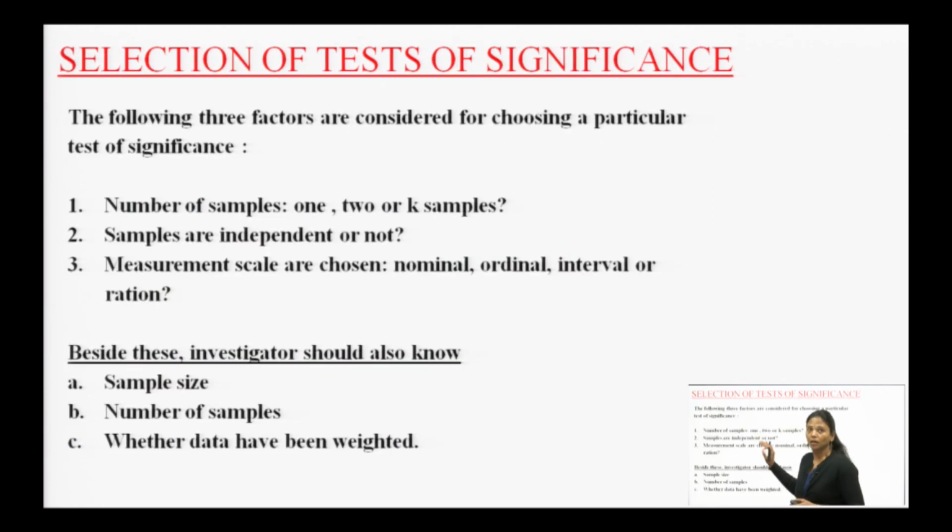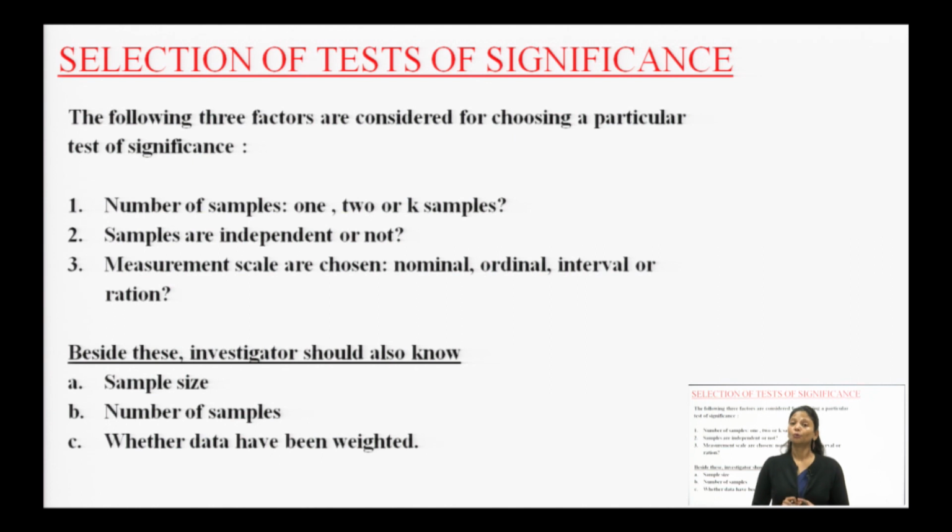So, how should the test of significance be selected? It totally depends upon the number of samples, whether it is 2, whether it is 1, or whether it is n numbers, or we can talk about k samples. It also depends on whether the samples are independent or not.